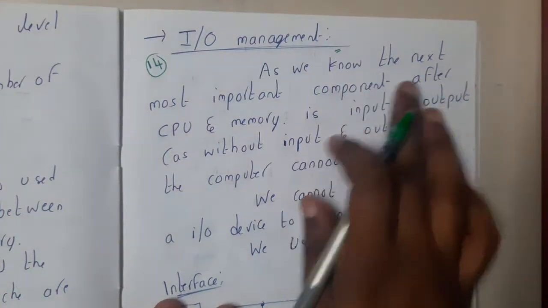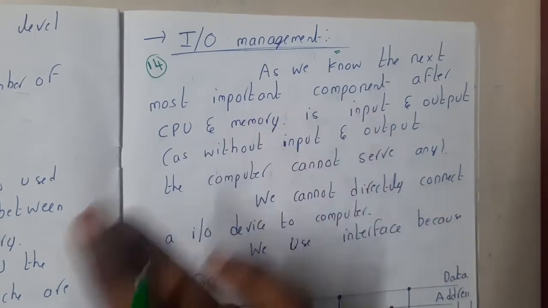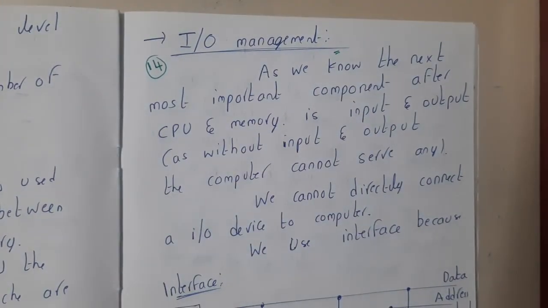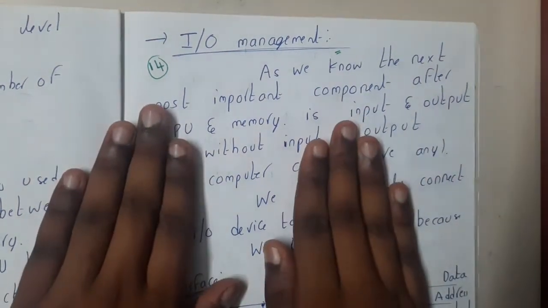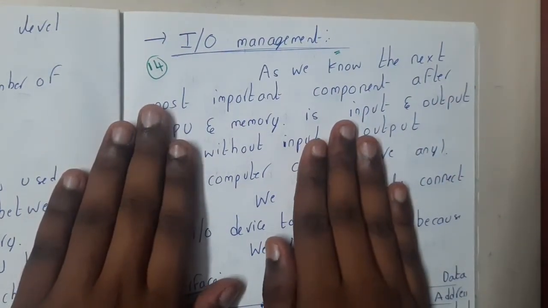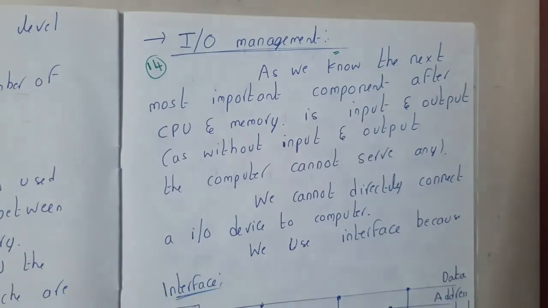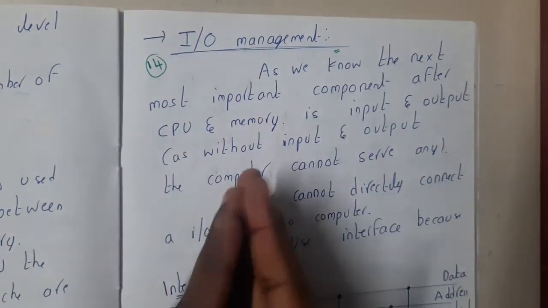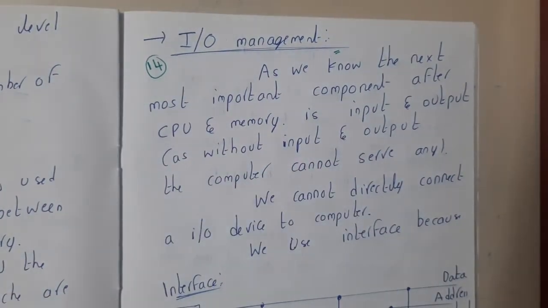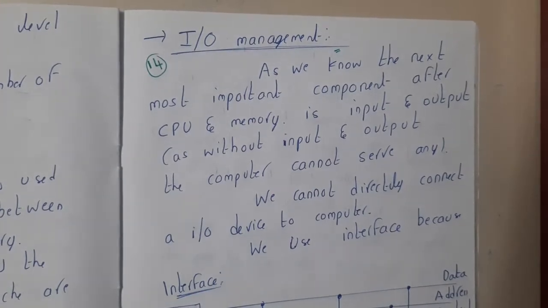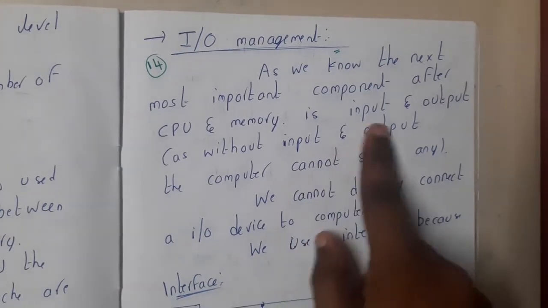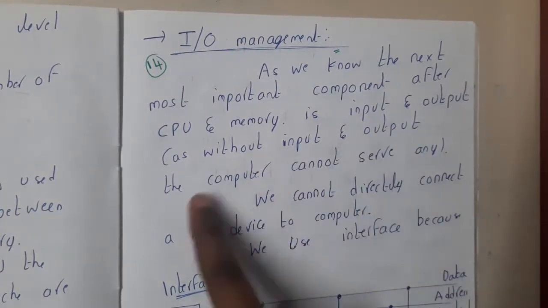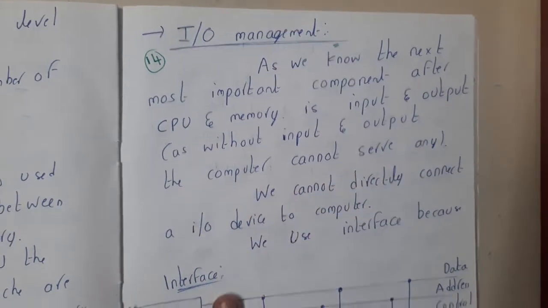As we know, the next most important component after CPU and memory. Till now we discussed how memory works, right? So after CPU and memory, which is the most important part of our computer? If you want to give an input, you need an input device. If you want to see the output, you need an output device, right? Both are really important, so the input output management should also be proper, as without input and output the computer cannot serve anything, right?